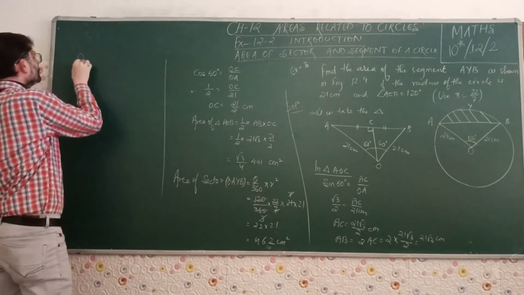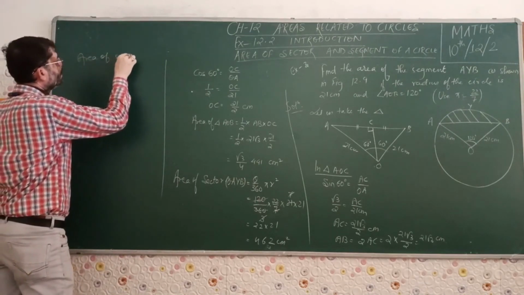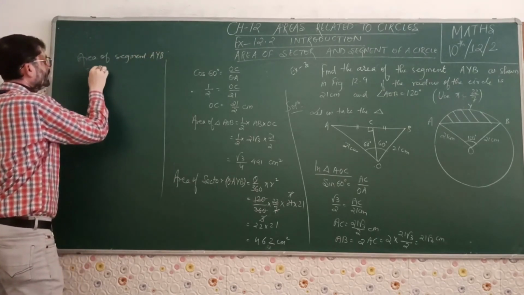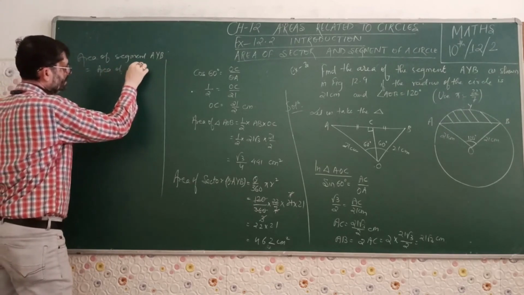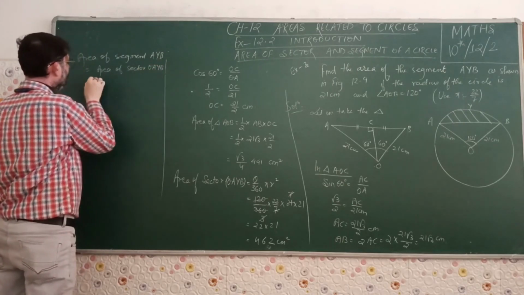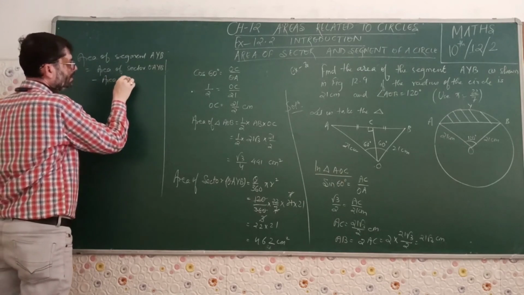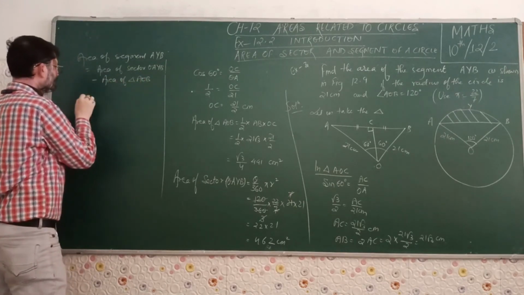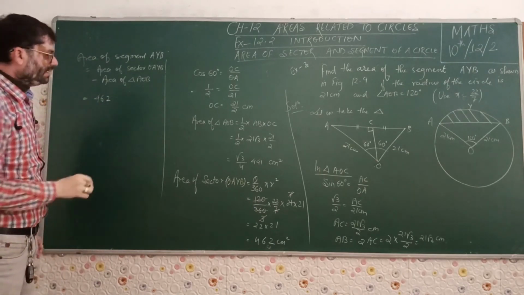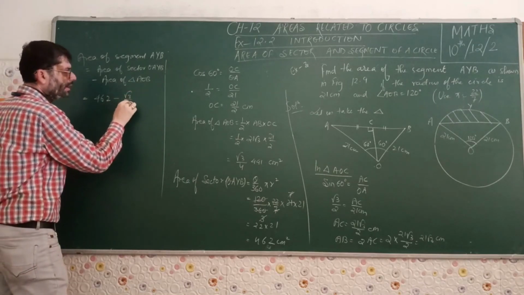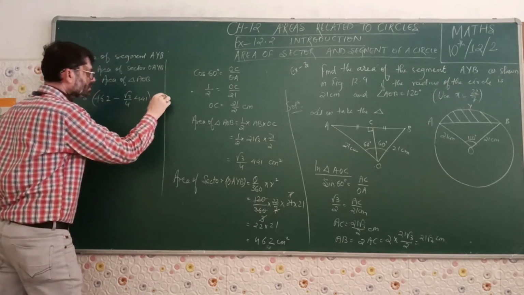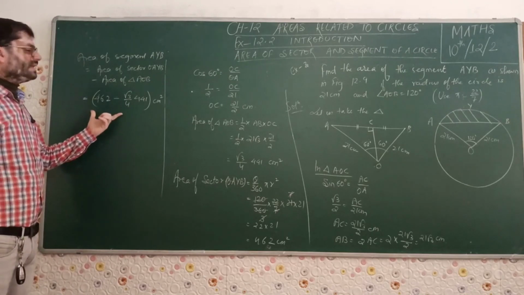Now the area of the segment AYB is equal to the area of sector OAYB minus the area of triangle AOB. We just need to substitute and get that answer. This is 462, the area of the sector, minus root 3 by 4, 441 centimeters square. So this is the final answer that we are getting.